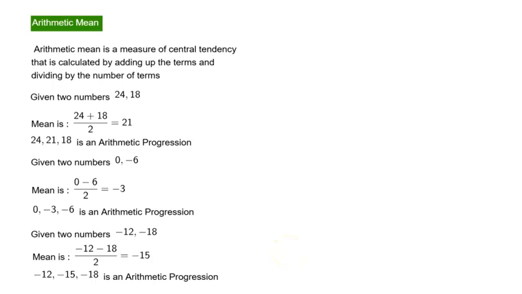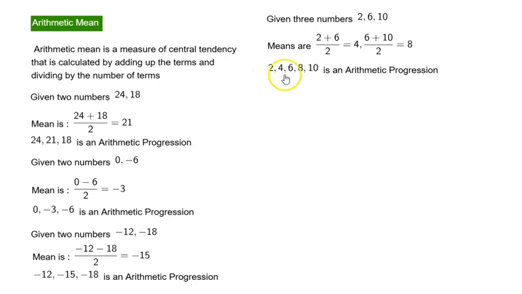Now, what happens if we have three numbers? Given three numbers, 2, 6, and 10, the means are (2 + 6)/2, which is equal to 4, and (6 + 10)/2, which is equal to 8. So here again, 2, 4, 6, 8, 10 is an arithmetic progression.